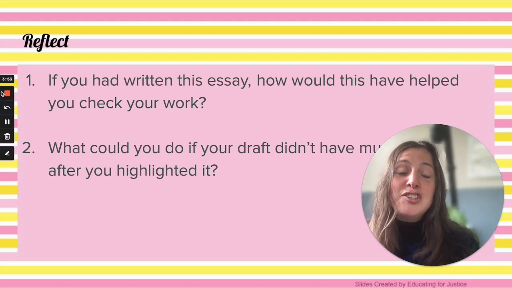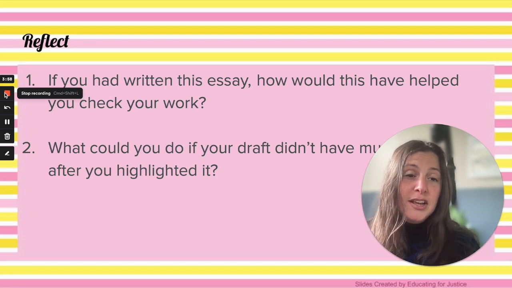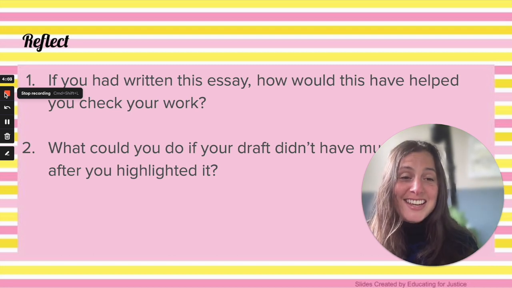Color coding essays has totally changed the way that my grading goes and the terror that I have or don't have with a stack of essays to grade.